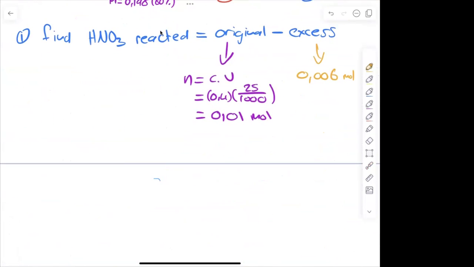Therefore, to find the number of moles that reacted, it's original minus excess. So then we can simply plug that one in, and we can say the number of moles of my HNO3 is going to be 0,01 minus 0,006. You can plug that into your calculator and then see what answer you get, just so I can keep you guys together.